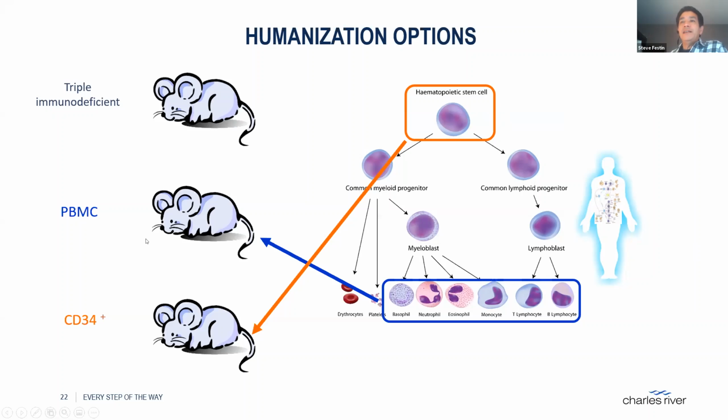And then at the end, after we talk about the CD34, we'll talk about the peripheral blood mononuclear cell model, which is a very easy, very quick model. It's a tail vein injection of PBMCs. The nice part about PBMCs is that they can be obtained through leukapheresis. So that's basically from a patient.